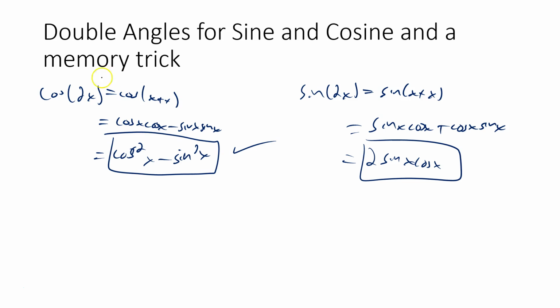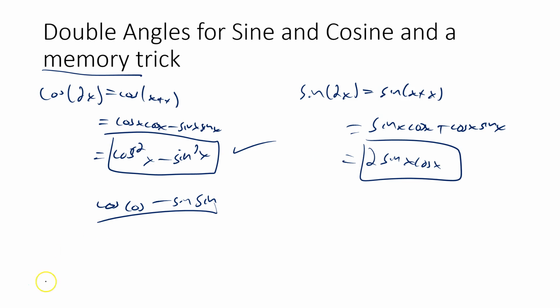Now, one of the ways that I remember it, this is my memory trick, is that I know cosine of 2x has something to do with a cosine squared and a sine squared. They can't be added, because if they were added, they would always be 1. But the cosine of 2x is not always 1. So it makes sense to me that this subtraction means cosine minus sine. Cool.